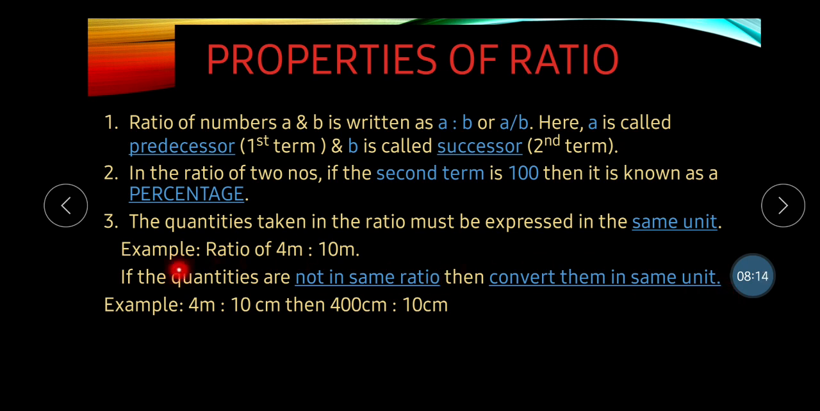For example, if it is given as 4 meter and 10 centimeter, then we need to convert them into the same units. So we have converted over here 400 centimeter is to 10 centimeter. This meter is converted into centimeter, so the units are the same. Then we can solve the sum ahead.